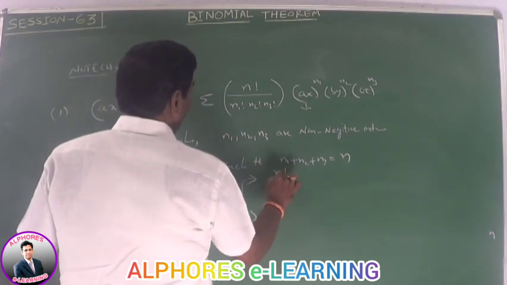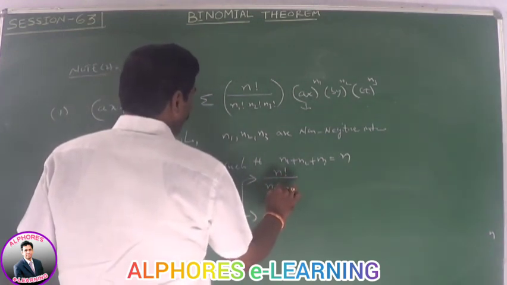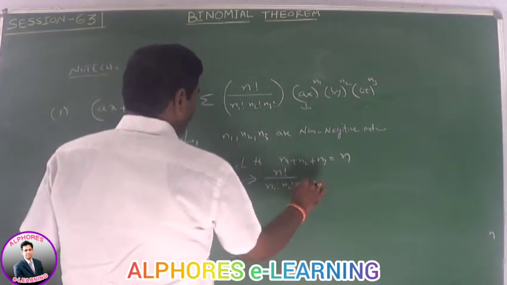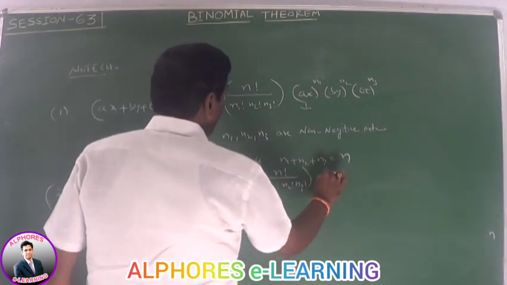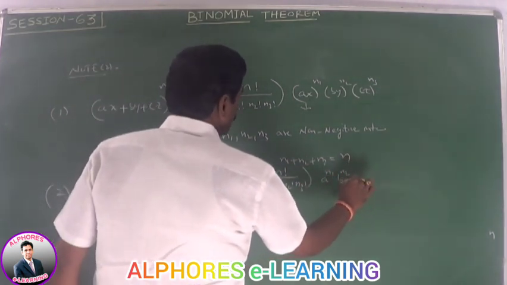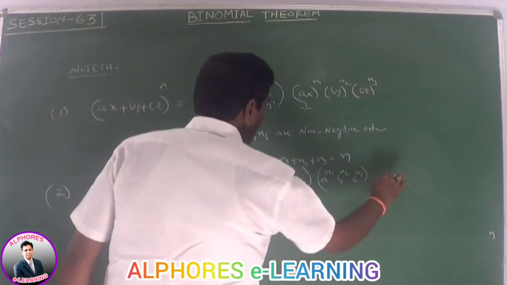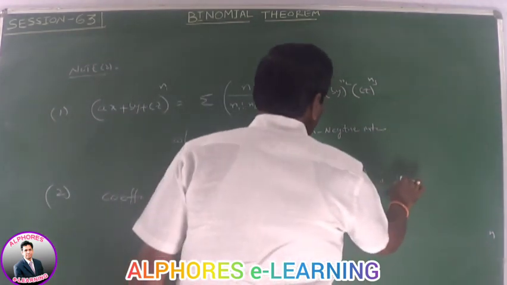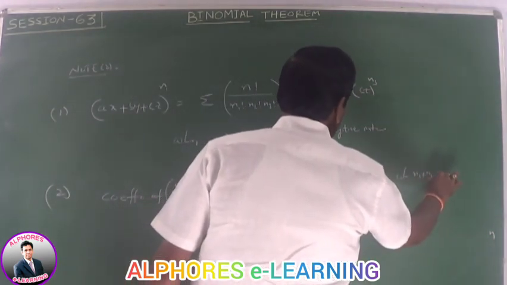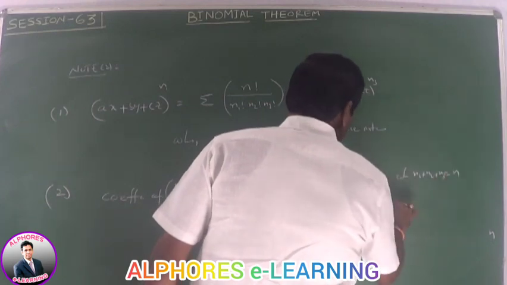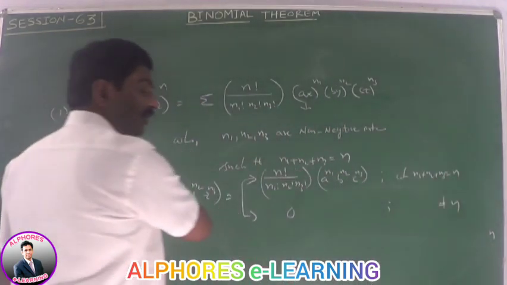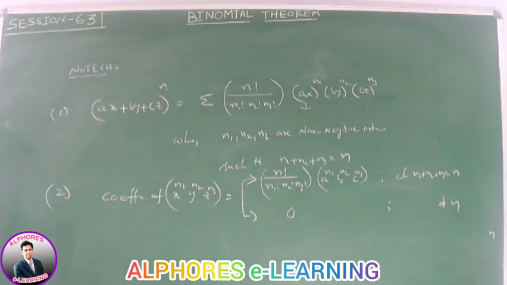What is that value? n factorial by n1 factorial into n2 factorial into n3 factorial into a power n1, b power n2, c power n3. When is it possible? When the sum of the indices n1 + n2 + n3 is equal to n. Suppose this value is not equal to n, what is the coefficient? The expansion does not contain the term. That means the coefficient is equal to 0. Okay, please note these values.